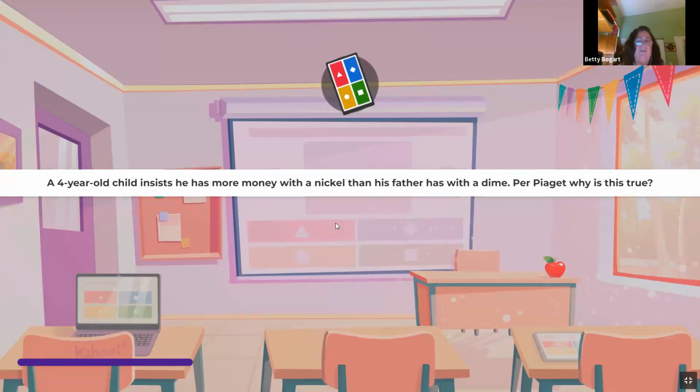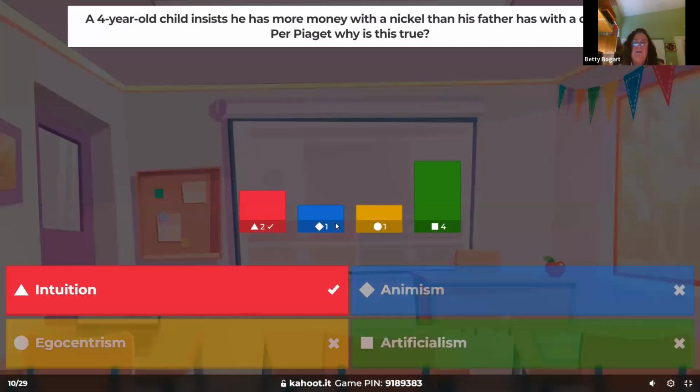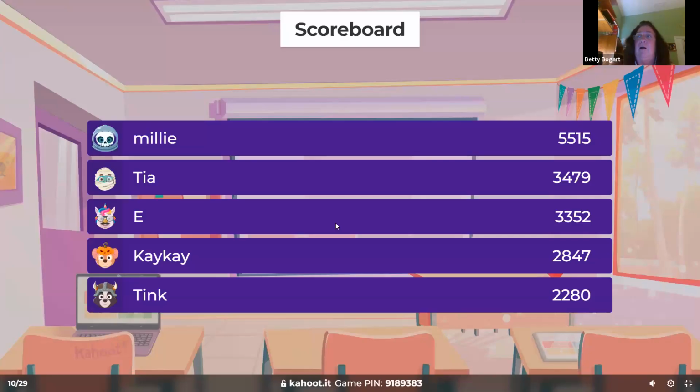A 4-year-old child insists he has more money with a nickel than his father has with a dime. Per Piaget, why is this true? So remember that glass that's full and tall, and one that's short and fat. A nickel's big, right? And the dime is small. That's called intuition. It's saying, well, that was big and small, so it must be more money, right? The quarter, that would be the better one of all.